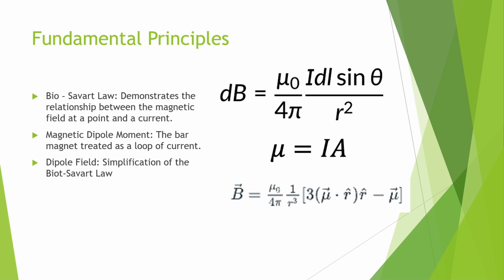Some of the fundamental principles that we used during this lab were the Biot-Savart law, which demonstrates the relationship between the magnetic field at a point and a current, as well as the magnetic dipole moment, where the bar magnet is treated as a loop of current, and then the dipole field, which is essentially a simplification of the Biot-Savart law.